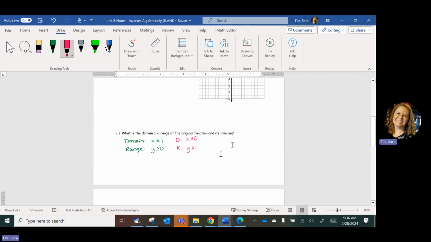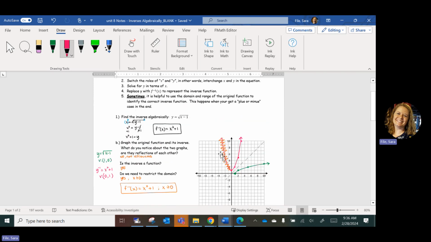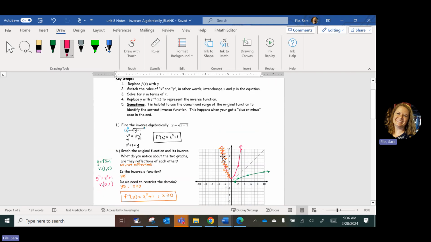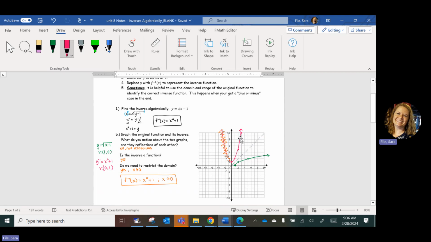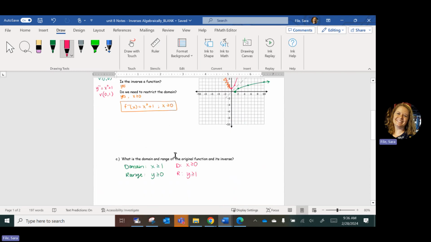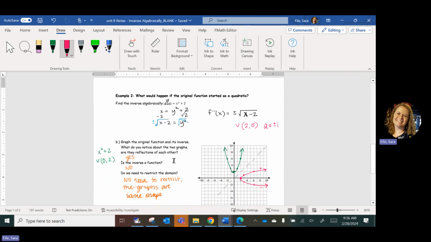All right, so we've now looked algebraically and graphically at inverses of square root functions. And we know that it's the quadratic and the square root that are inverses of each other. Okay, but depending on which direction you're going, you may need to restrict the domain of that inverse. Okay, so keep those notes handy with you as you do the practice over these.